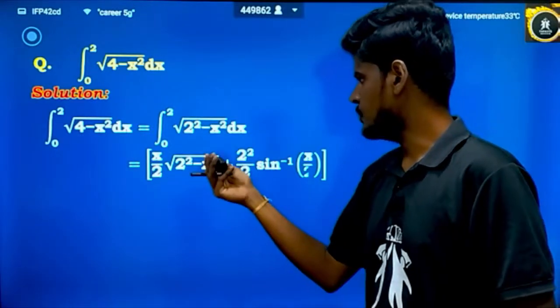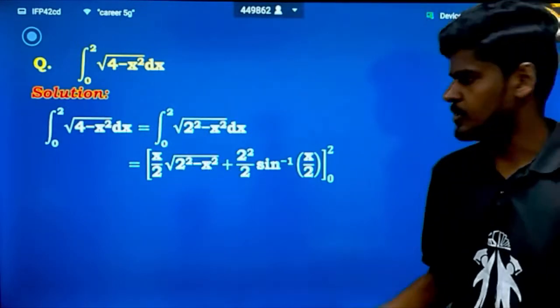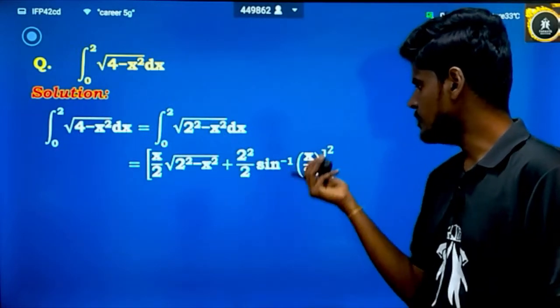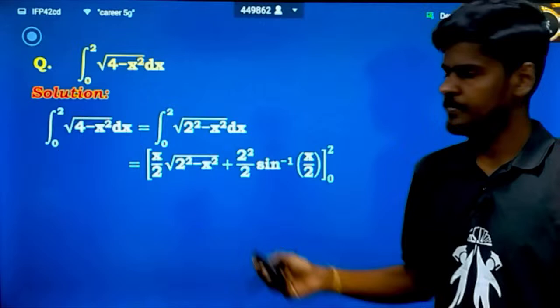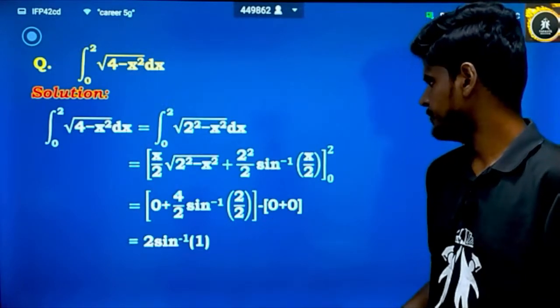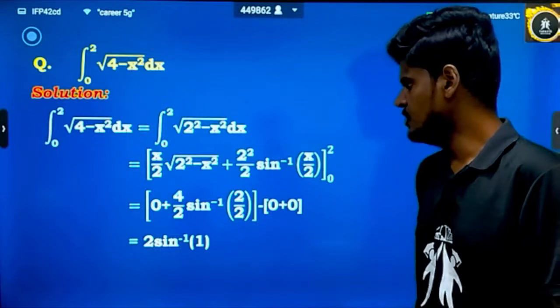Then we will get x by 2 square root of 2 square minus x square plus a square by 2, that is 2 square by 2 sin inverse of x by a, where a is 2. So finally apply the limit and simplify. The limit is between 0 to 2.